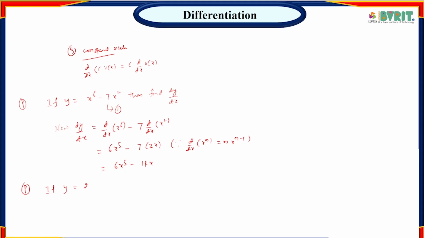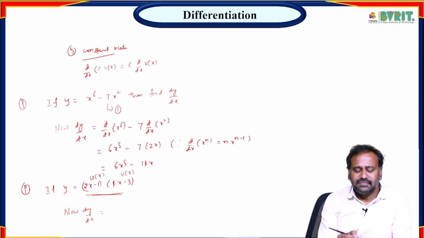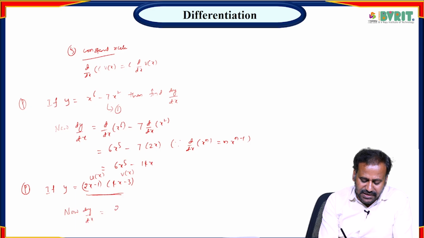If y is equal to (2x minus 1) into (4x minus 3). Now if you see this problem, it's very clear that y is a dependent variable and x is the independent variable. We need to do the differentiation with respect to x only. But on the right hand side, it's not a single term, it's a product of two terms. So let me take the first term as some u of x and the second term as some v of x. Now dy by dx is equal to, so let me keep this u of x, which is nothing but 2x minus 1 as it is.